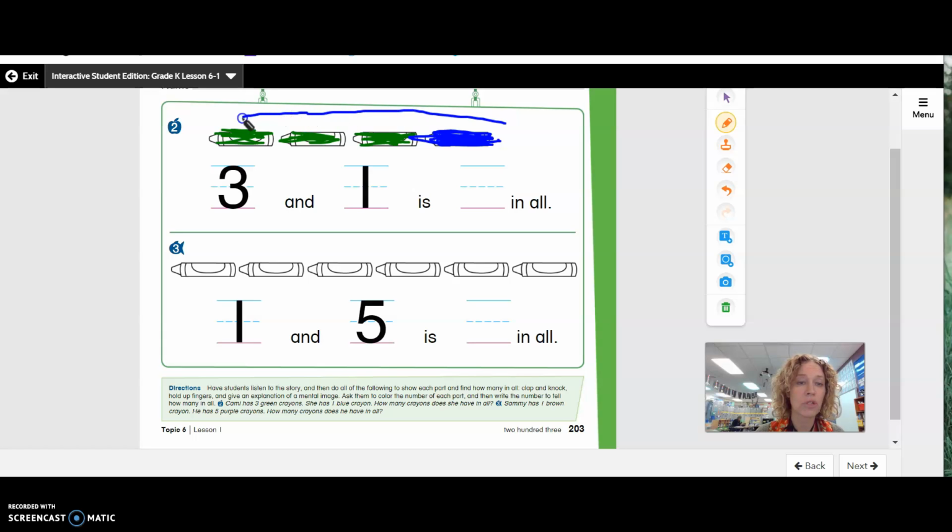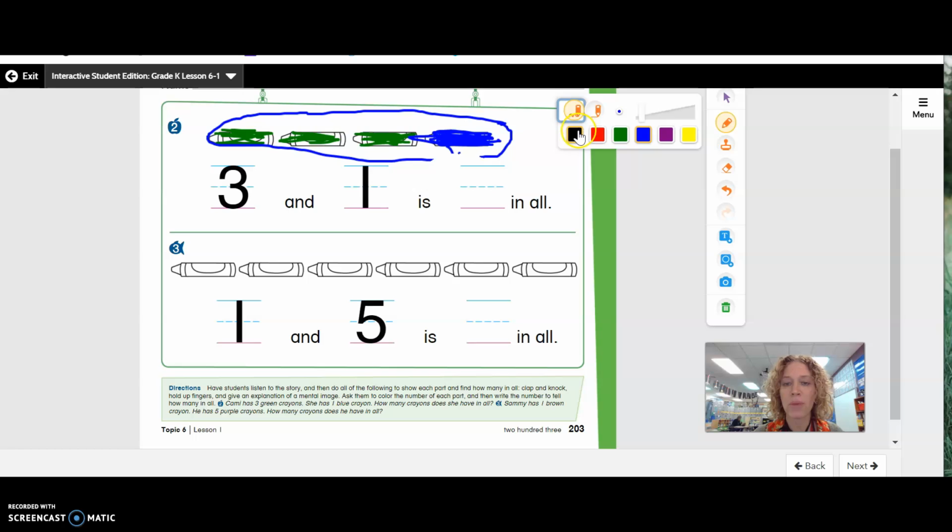So let's circle it so we remember to count all of them. Okay, let's count. 1, 2, 3, 4. How many crayons all together? 4. Whoops, I didn't want to do that. Let me erase that. Yeah, I want to make a nice 4. So if I don't make it quite the way I want to, I just redo it.